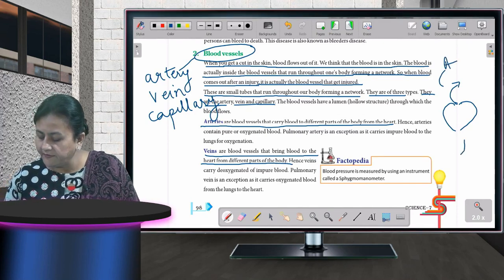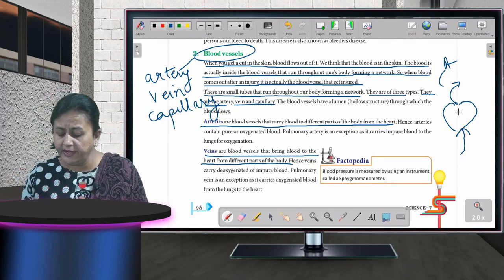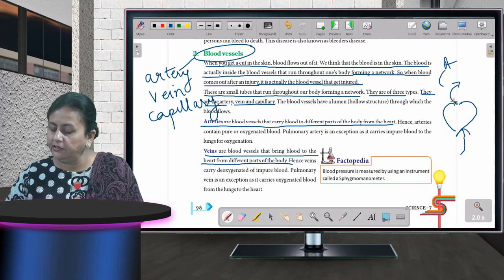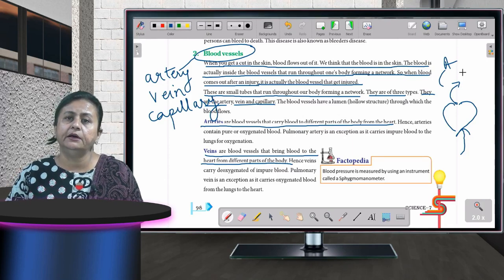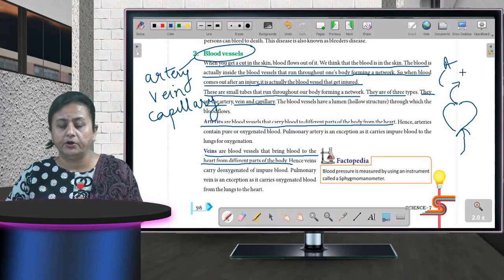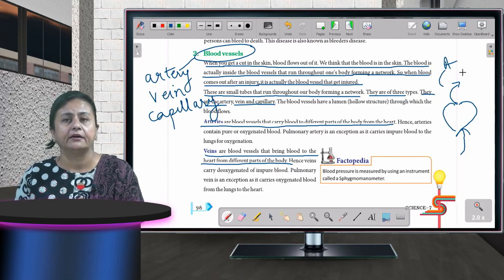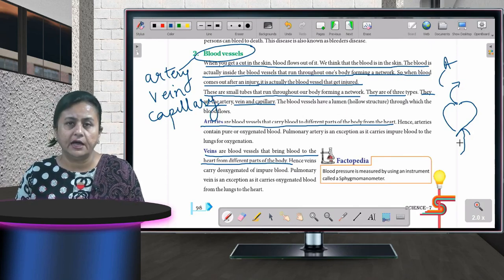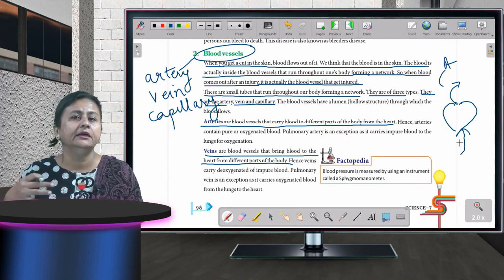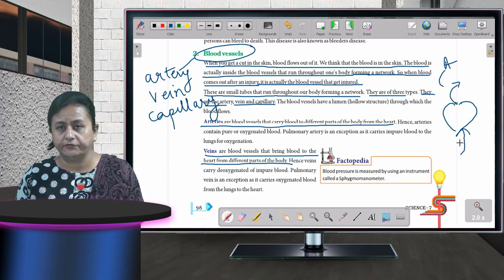Now, what is the work of veins? They are bringing back the blood. The blood is the impure blood. Here, the pure blood was going out. If I talk about arteries, they carry the pure blood to the different parts of the body. And what are the veins doing? They are bringing back all the impure blood back to the heart, so that the heart can pump and make the blood again reusable for the different parts of the body.